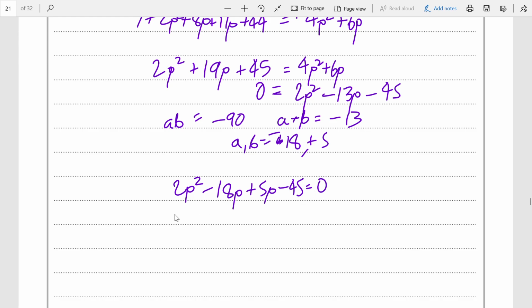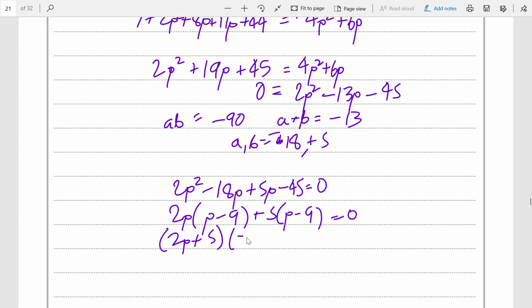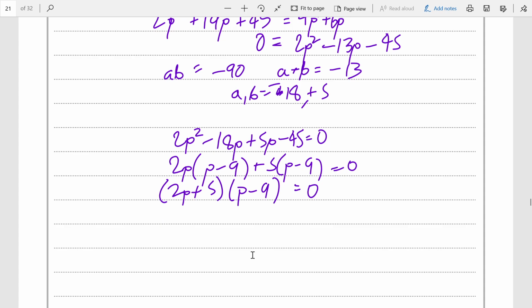So if we take out the 2p factor from here, 2p times p minus 9 plus 5 times p minus 9, because we're factoring out the 5 from here, is equal to 0. Or in this case, 2p plus 5 times p minus 9 will be equal to 0. So this gives us two solutions for p if it were a regular quadratic equation.